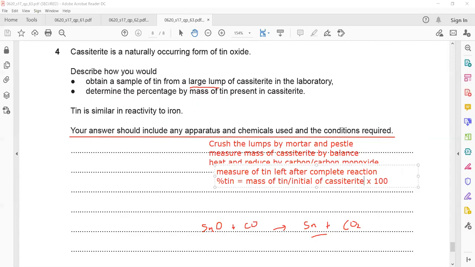So this is a 6-mark question from paper 6, variant 3 of May June 2017. Is it clear? Discussion.